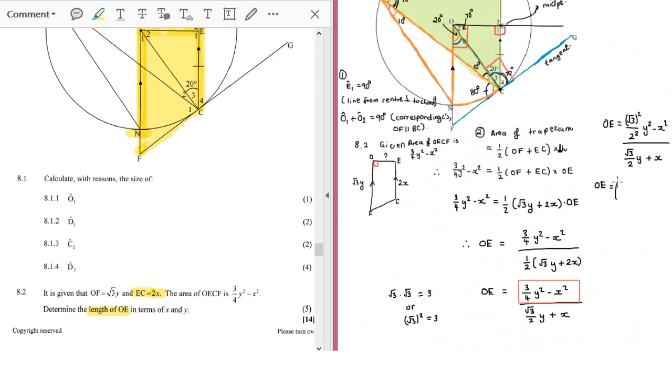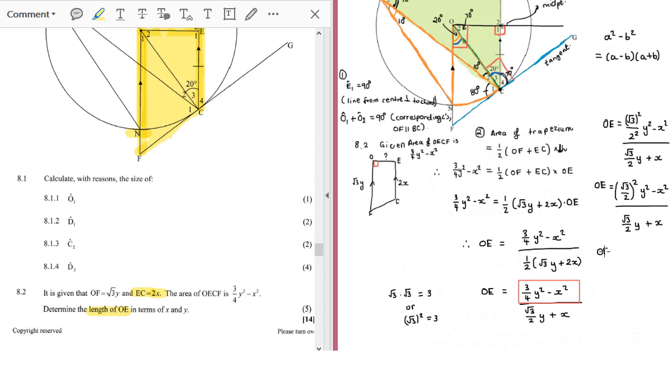Difference of two squares, we know that if you have a squared minus b squared, this factorizes into a minus b times a plus b. So it's a little bit hard to see over here, but maybe let's do that step of writing this as the root of 3 over 2, all of that squared. Then you have y squared minus x squared divided by the root of 3 over 2 y plus x.